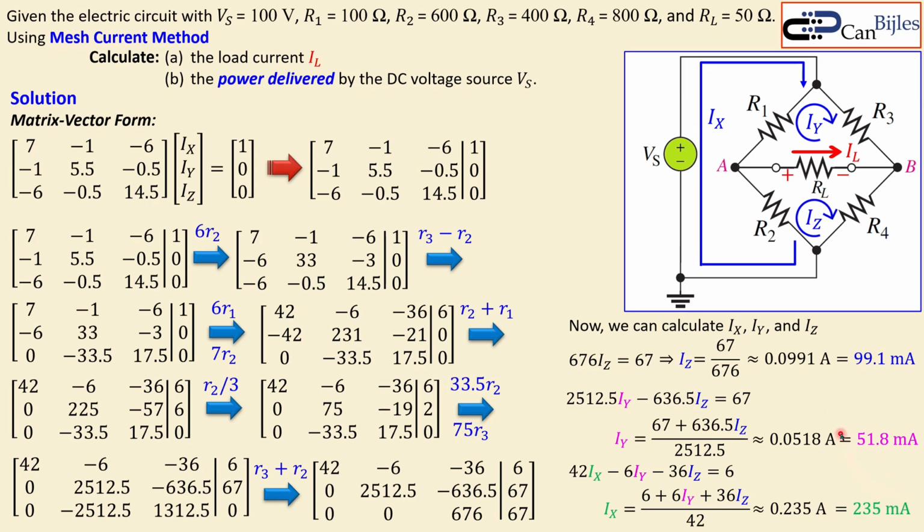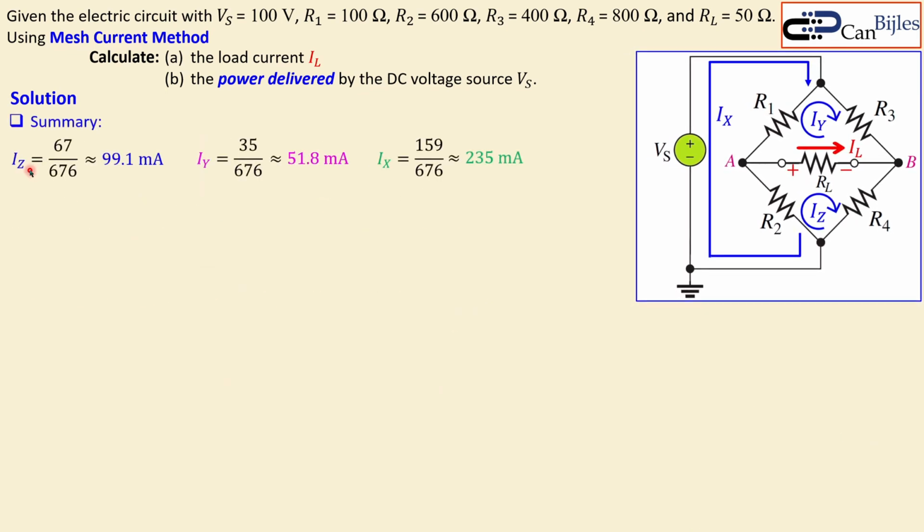Okay, let's collect them. Let's make the summary. This is what we have for IZ, IY, and IX. What we want for this exercise is the load current. The load current is going from left to right between point A and point B. If I look at it, it is in the same direction. The IL is in the same direction as IZ, but it is in the opposite direction of IY. So the actual load current will be IZ minus IY. I know IZ and also IY, so let's just substitute this.